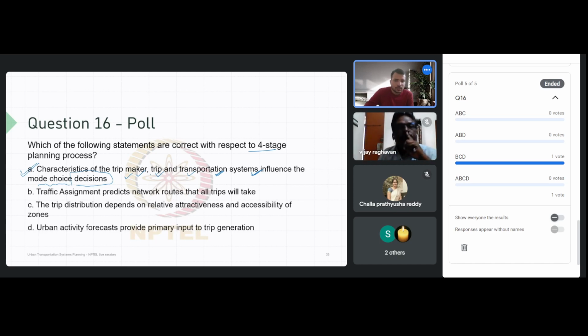So yeah, we discussed this. So traffic assignment or route assignment or route choice, all these 3 are same things. So we try to predict each trip what route it will take. So B is correct. So trip distribution depends on the relative attractiveness and accessibility of the zone.